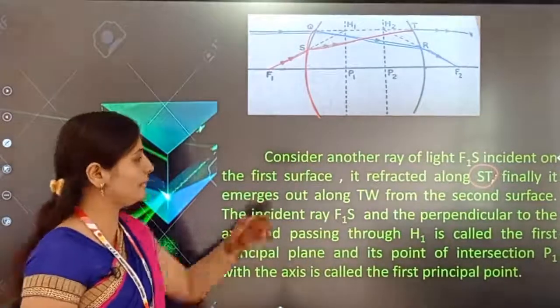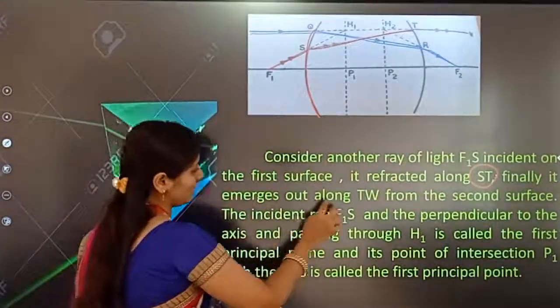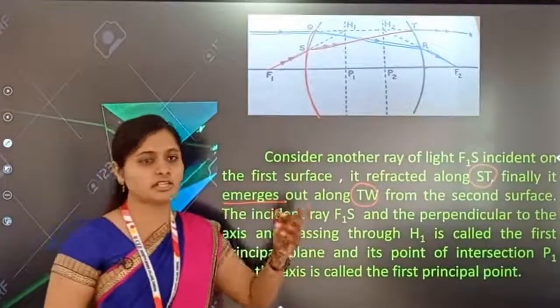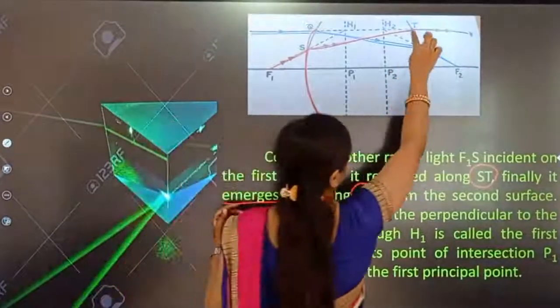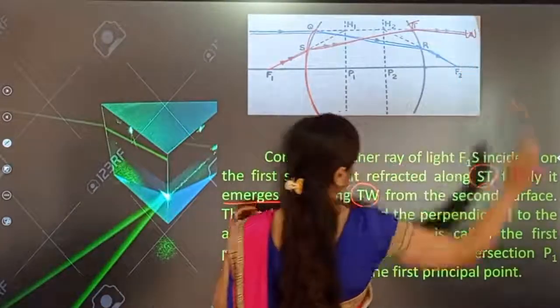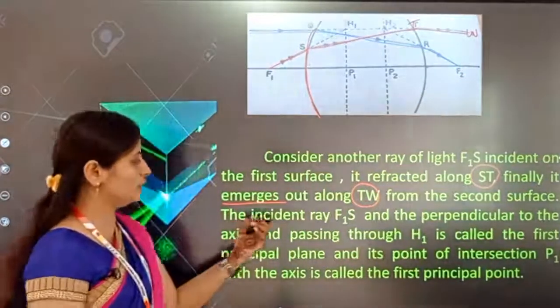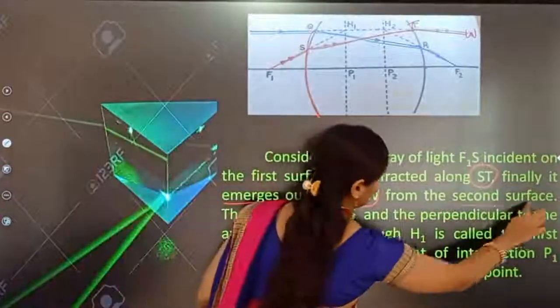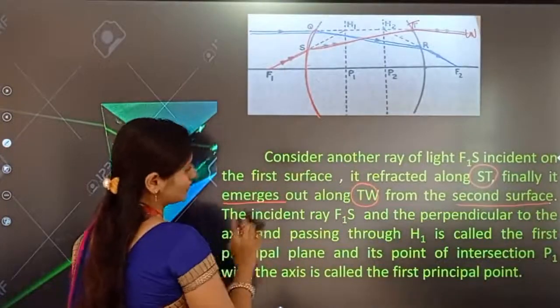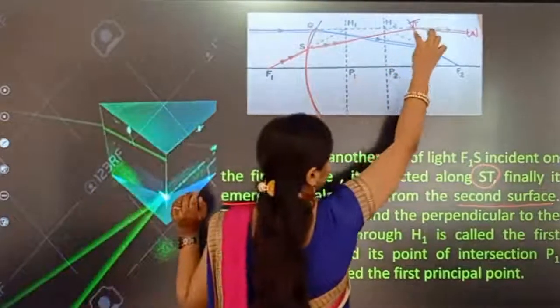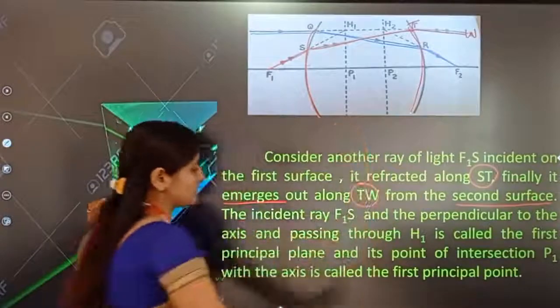Next, what happened? Finally, it emerges out along TW. Again, it emerges out here, along TW. So this is point T and this is point W. It emerges along TW from what? The second surface. So it emerges out from our second surface.